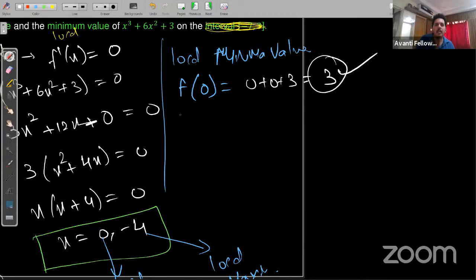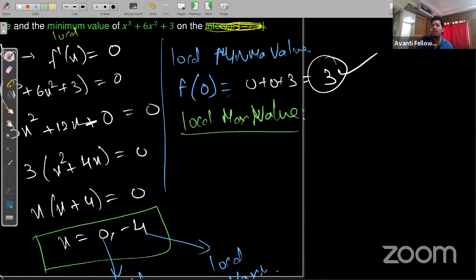And what is your local maxima value? Any answer? Very good, Suraj. If f double dash of x is equal to 0, you have to say neither local maxima nor local minima here. Point of inflection. Usha, understanding or not? That is what point of inflection. f double dash of x is equal to 0.